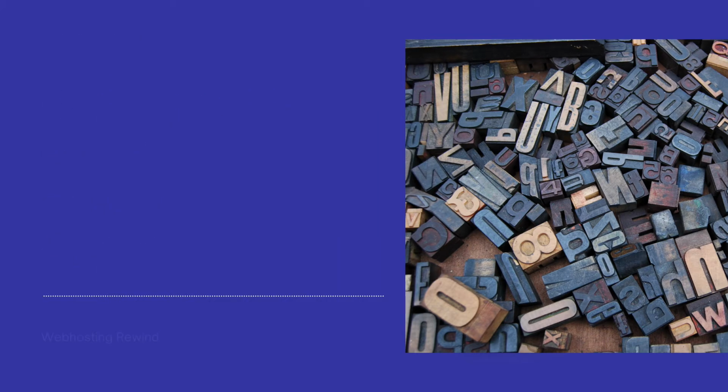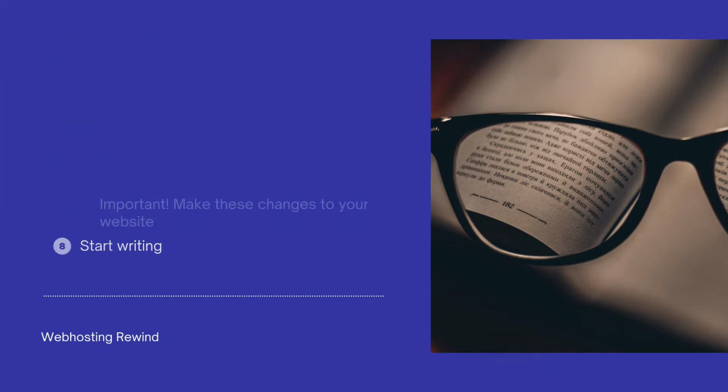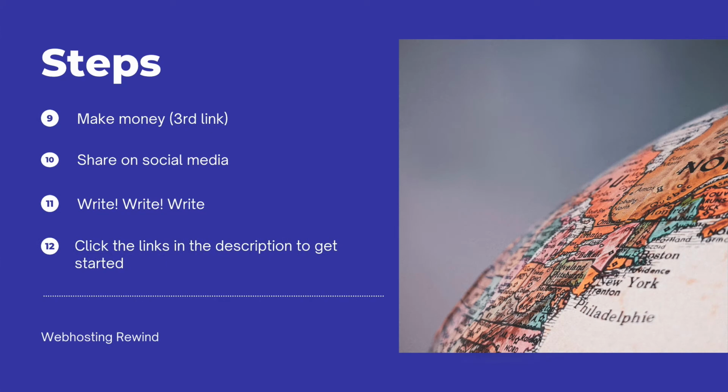Next, we are going to install WordPress. We are going to install both a free and premium WordPress theme, and we're going to make some changes to your website so that you can start getting traffic. After that, I'm going to show you how to start writing so that you can start getting some traffic, and then I'm going to show you how to make money with your website and why you need to share your content on social media. We're going to conclude this video with a brief discussion about how many blog posts you should write before you decide if your website is a success or a failure.